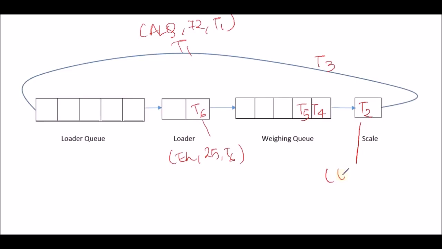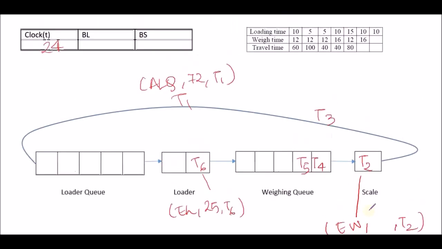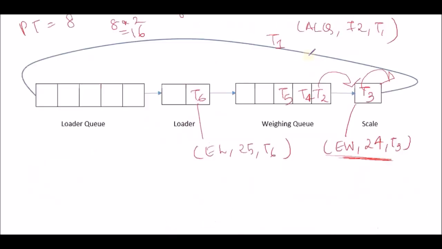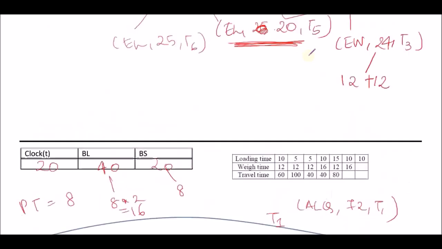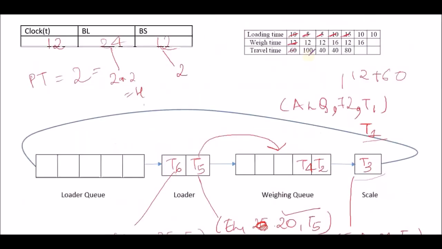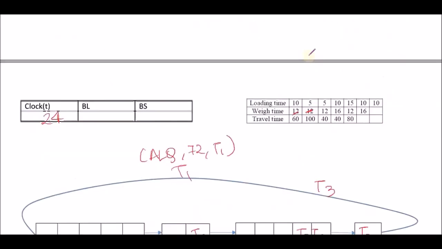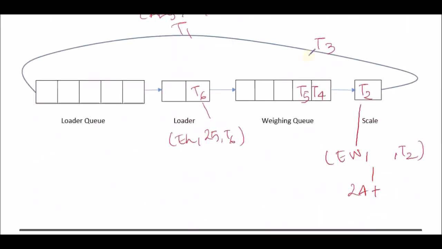Now this is new, so this is going to be end of weighing for truck T2 calculated as 24 clock plus the distribution of the weighing time. So now since 12 is gone and 12 is also gone, right? So let's look at the table. Yes, only one 12 is gone. So it's going to be the second 12. So we're going to say 24 plus 12. That's going to be 36.